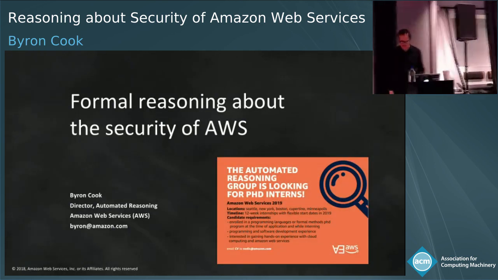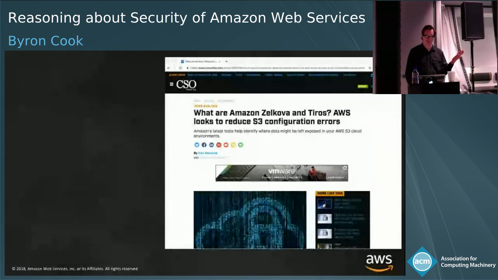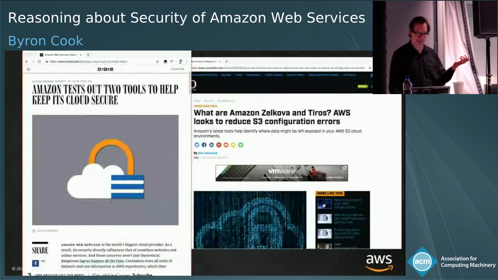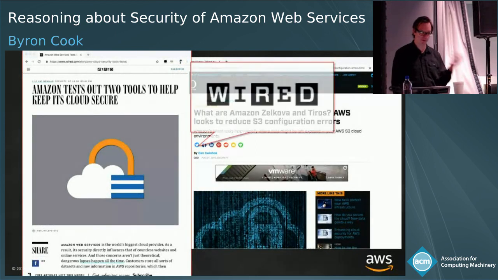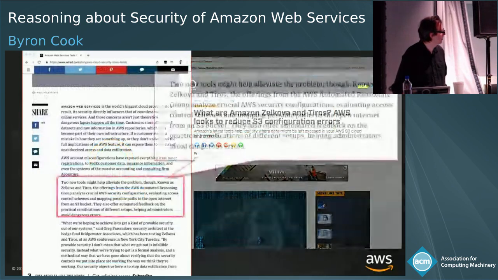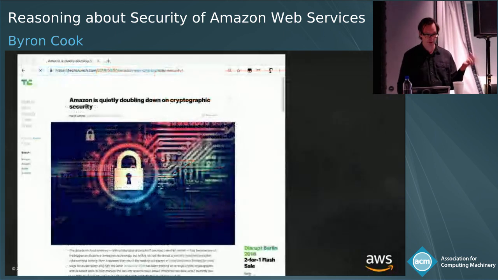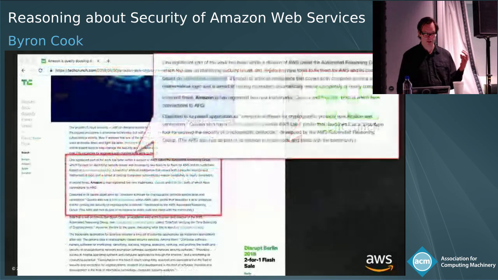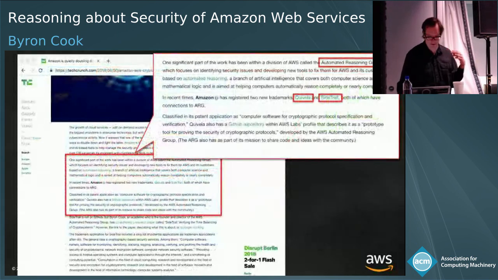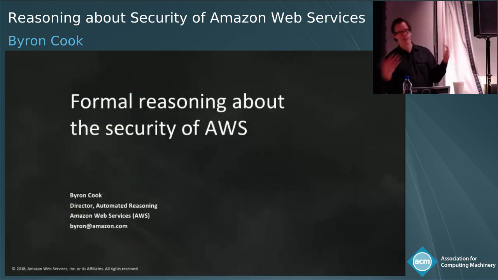Thanks for your time and attention. I assume you'll attend, I'll get your attention. So if you're following the IT press, you may be seeing articles appearing about the use of formal verification tools at Amazon. For example, in Wired magazine, there was an article that mentions the automated reasoning group and a couple of tools, one called Tiros, one called Zelkova. There was another article in TechCrunch, which talked about a couple of tools in the automated reasoning group, one called Quivela, one called SideTrail. And that's pretty much the subject of this talk.